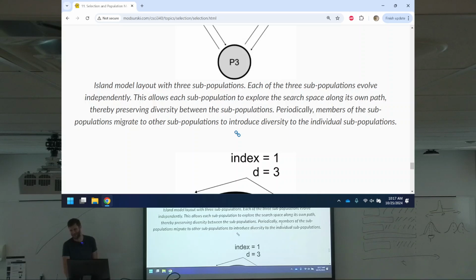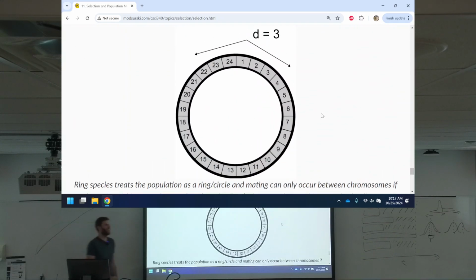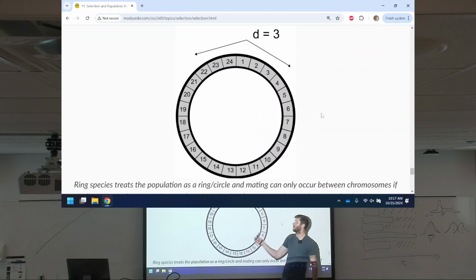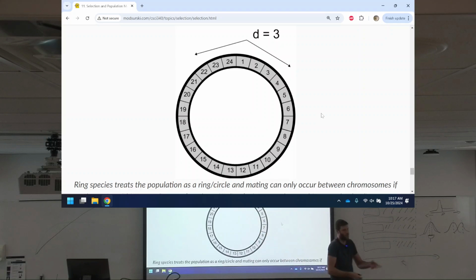Back to evolution and computation. Here's another one, ring species. So, talk about the island model. Ring species is another simple way to implicitly create a little bit of diversity in your population. What you do is you treat your population like so. Here's an example population of 24 chromosomes, all numbered 1 through 24. Envision in each spot there is a chromosome. Whatever it is, I don't care.